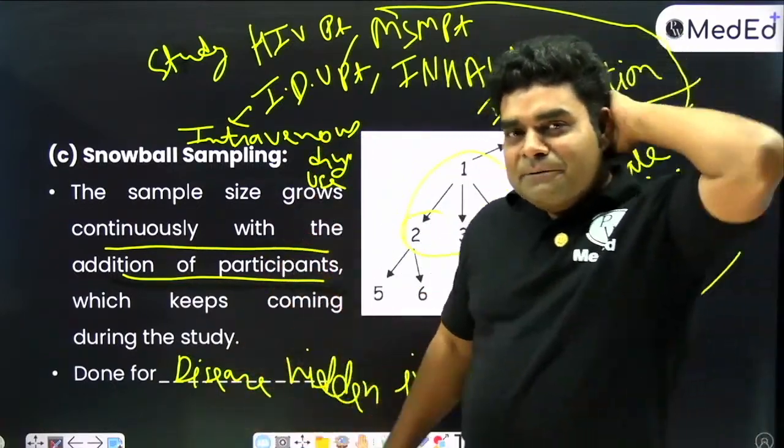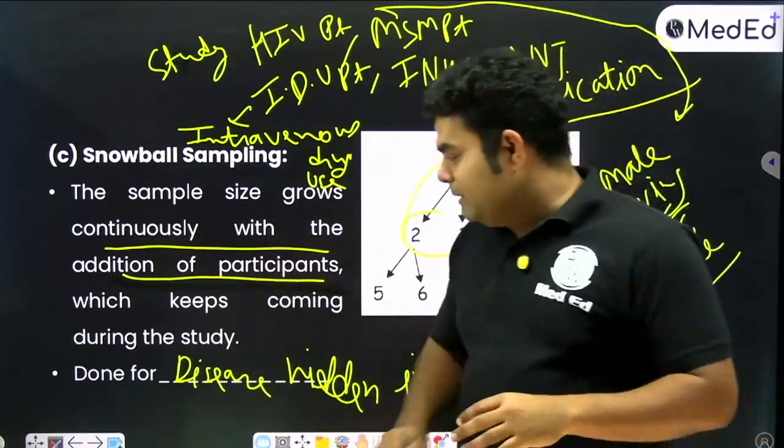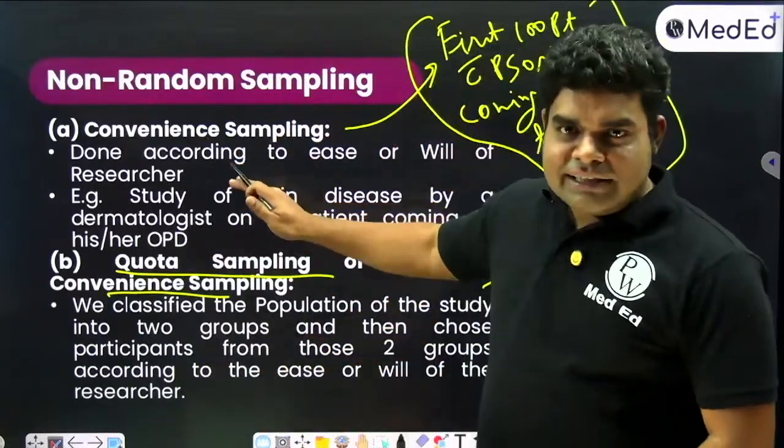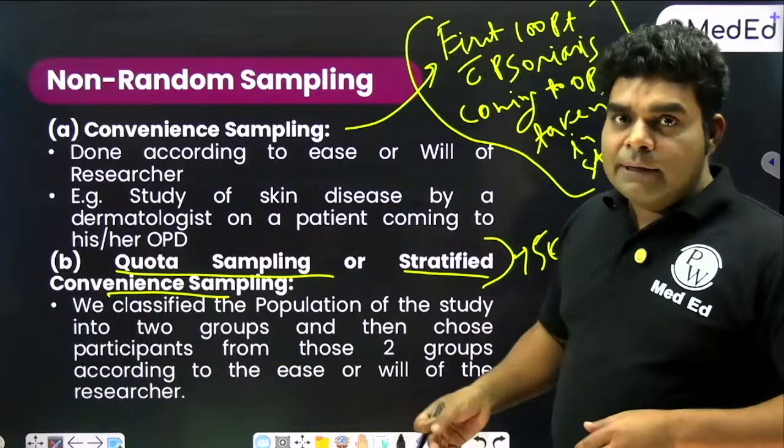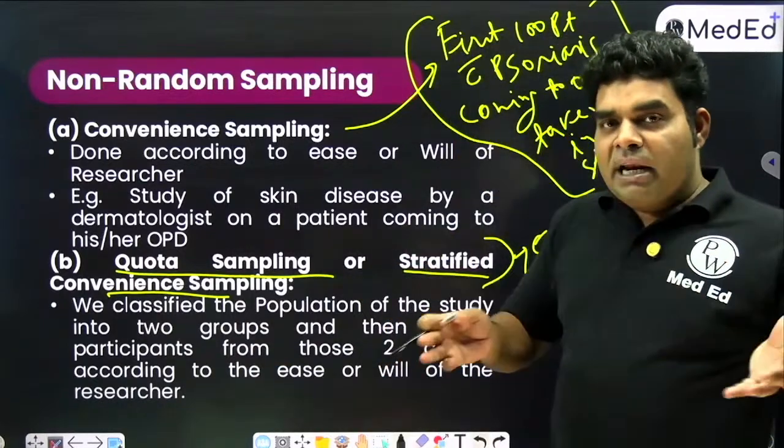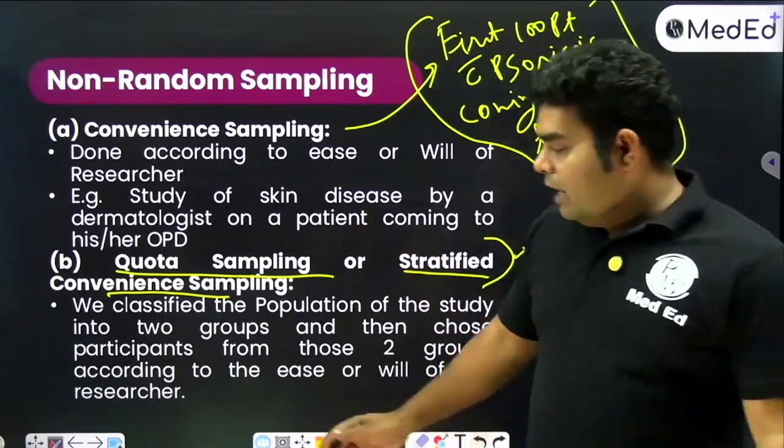So that's all. This is the 3 type of sampling. One is the convenience, you are sitting in OPD doing it. Other is quota, you are dividing the people and then sitting in OPD doing it. And last is snowball. 3 are non-random sampling.